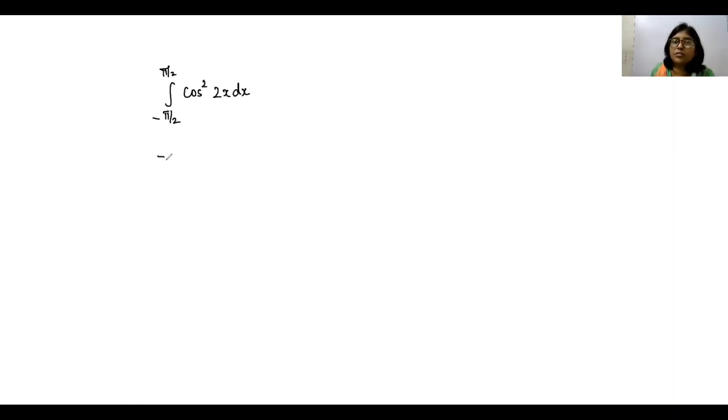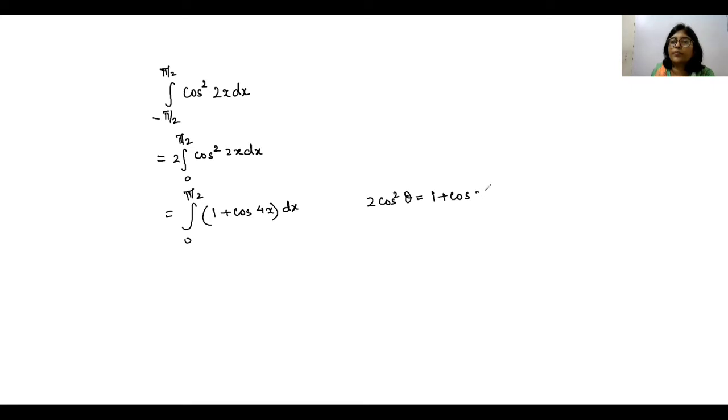Even function, 2 times 0 to pi by 2. And cos square is to be integrated by taking 1 plus cos 4x dx, because we have used the formula 2 cos square theta is 1 plus cos 2 theta. Now integrate and put the limits.